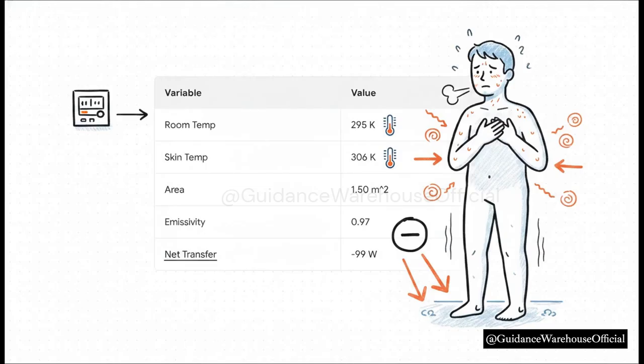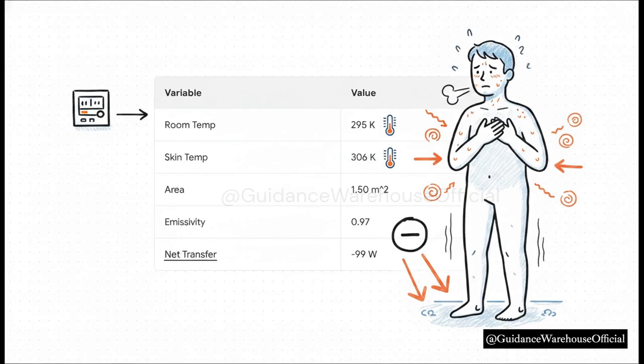Let's make this super concrete with a real-world example. Imagine you're just standing in a standard 22 degrees Celsius room, which is about 295 Kelvin. Your skin temperature is roughly 306 Kelvin. Your surface area is about 1.5 square meters, and as we know, your skin's emissivity is 0.97. If we plug these exact values into our net heat transfer formula, we get an answer of negative 99 watts.